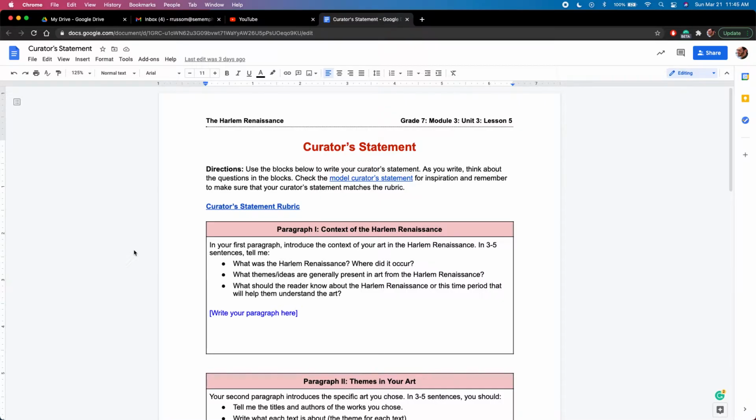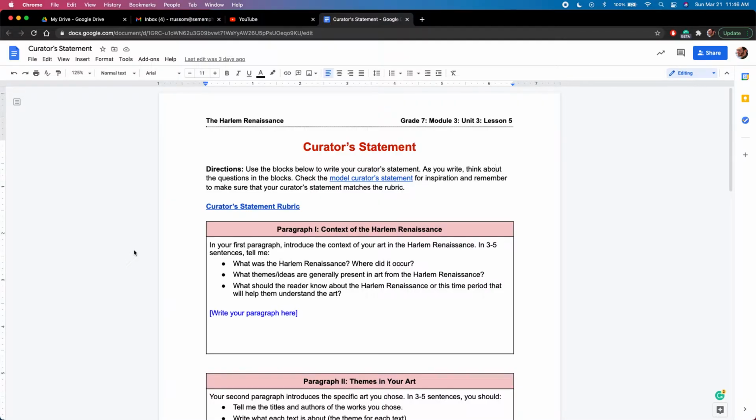This project is worth 50 points, and the meat of it is this curator statement that you're writing right here. Remember, just as a recap, in this project, you're imagining that you are a museum curator, the person who creates the exhibits at museums, and you're creating an exhibit on the Harlem Renaissance. You're choosing 2 texts, or 3 if you want to do the bonus, and comparing them. So you choose 2 texts that you think have something in common, similar themes, or contrasting themes, and then you're writing about them in here.